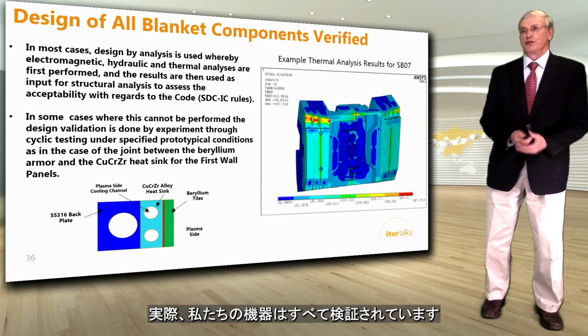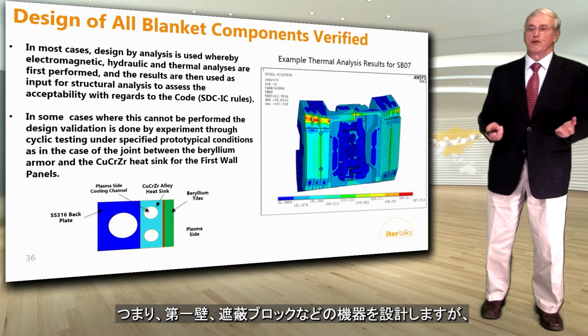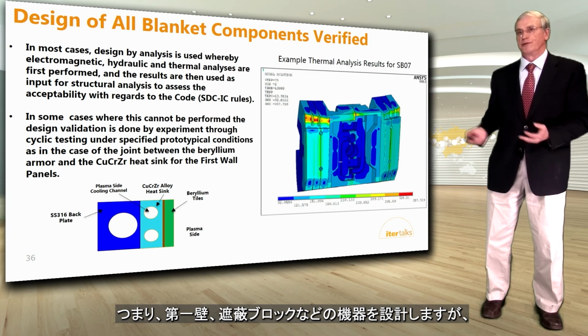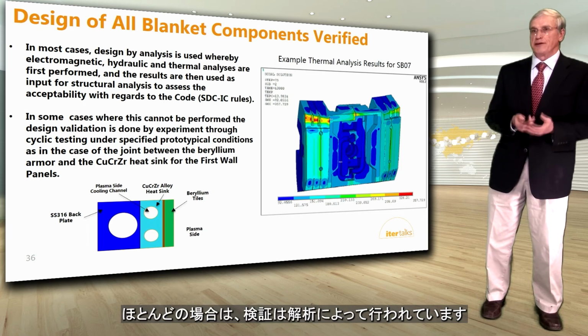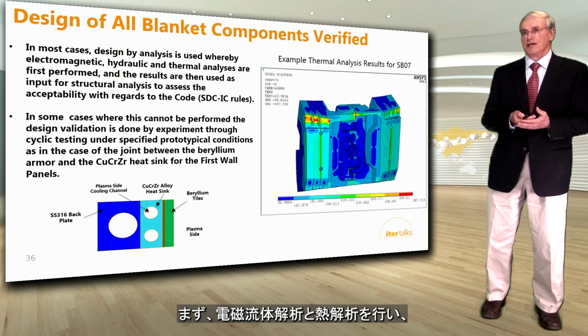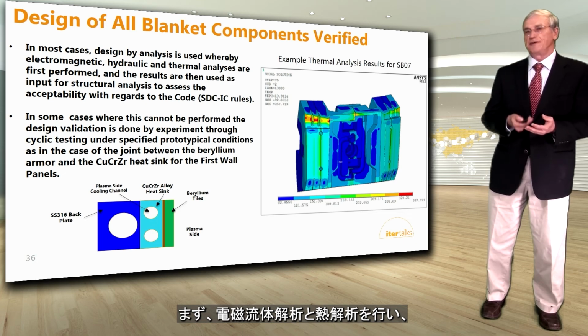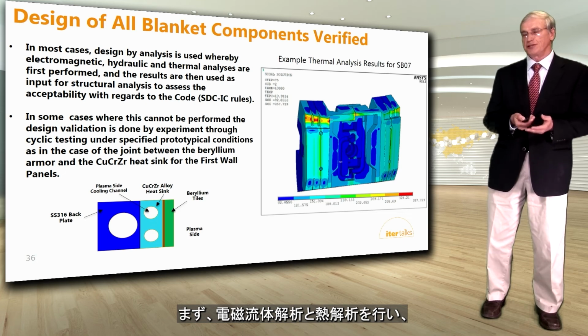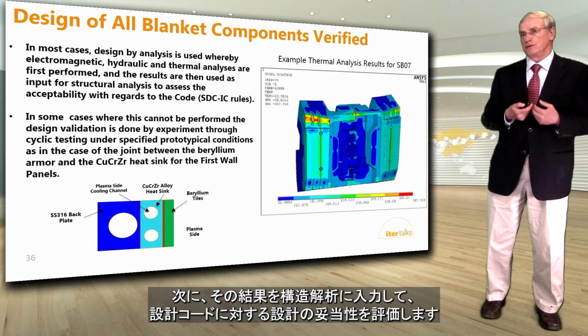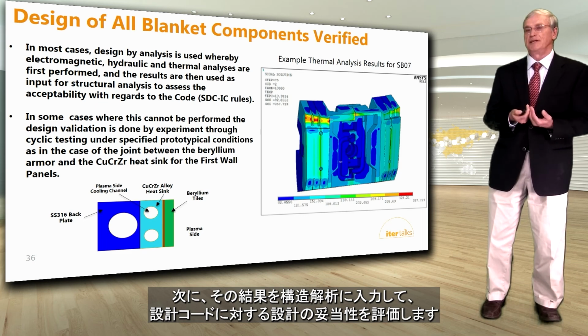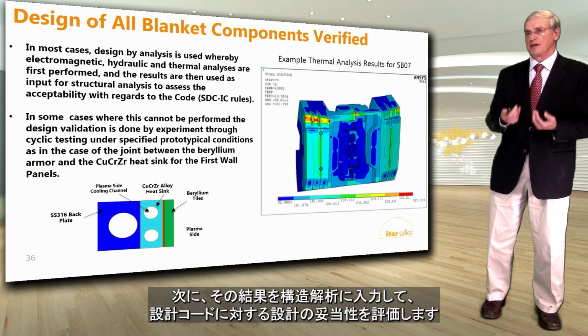Actually, all our components are verified. I mean, we design the components, be it the first wall, the shield block, or others. And in most cases, this verification is done by analysis. So we perform electromagnetic, hydraulic, and thermal analysis first, and then the results are used as an input for the structural analysis and to assess the acceptability of the design with regards to the design code.